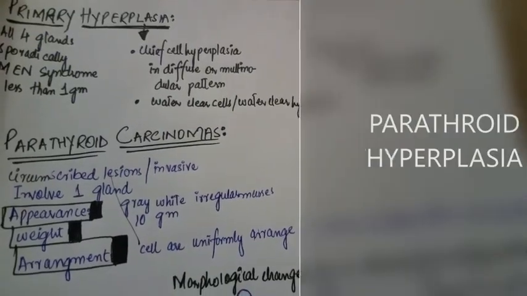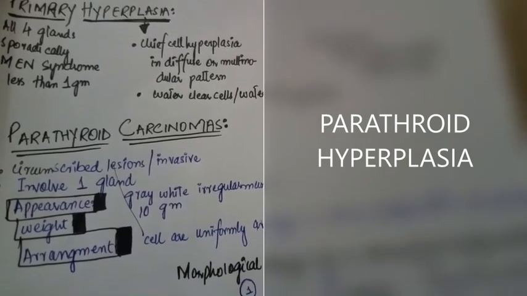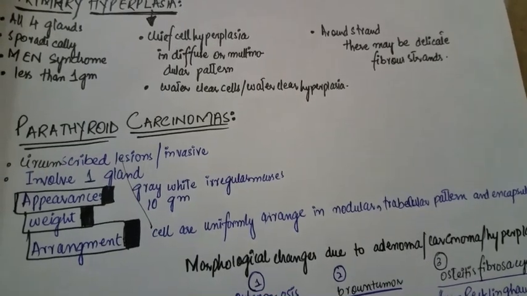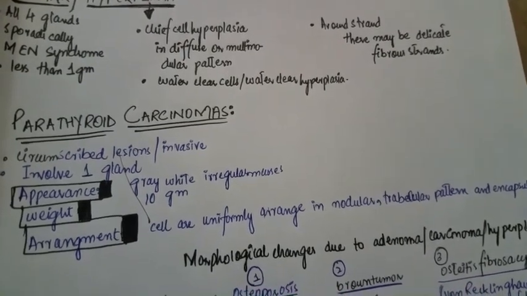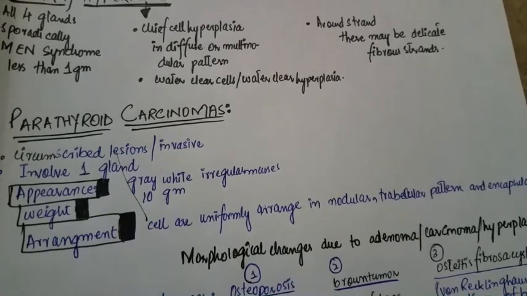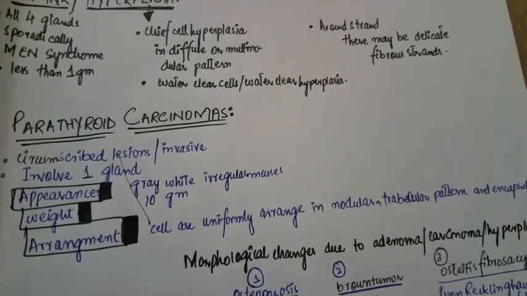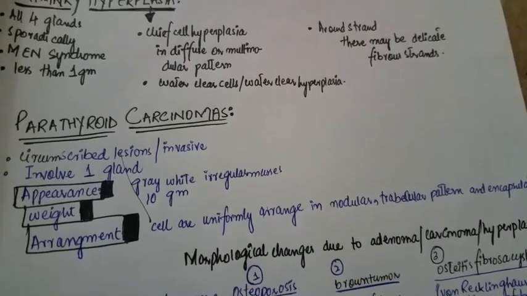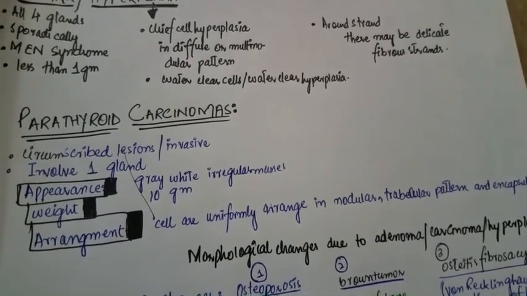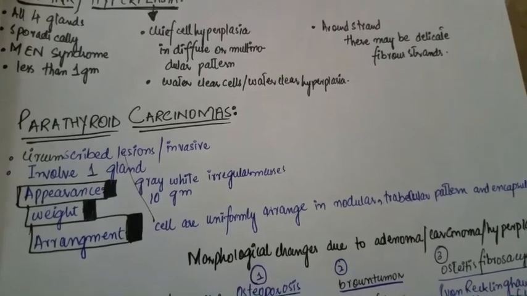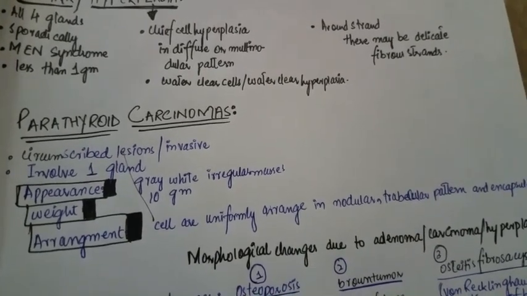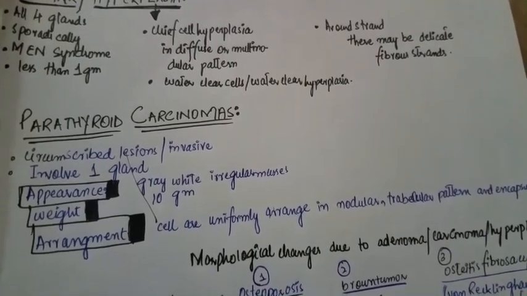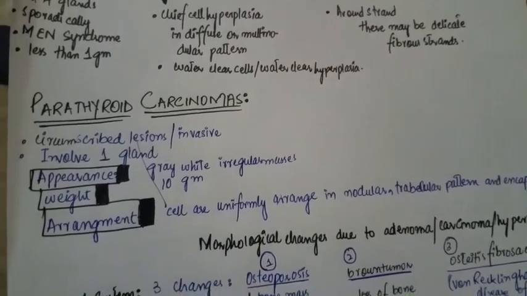What is primary hyperplasia of the parathyroid gland? It involves all 4 glands. It is sporadic, or it may be part of the MEN syndrome, the multiple endocrine neoplasia syndrome. The weight is less than 1 gram. It basically involves chief cells in a diffuse or multinodular pattern. It has a water clear appearance, water clear hyperplasia, and around the strands there will be delicate fibrous strands.